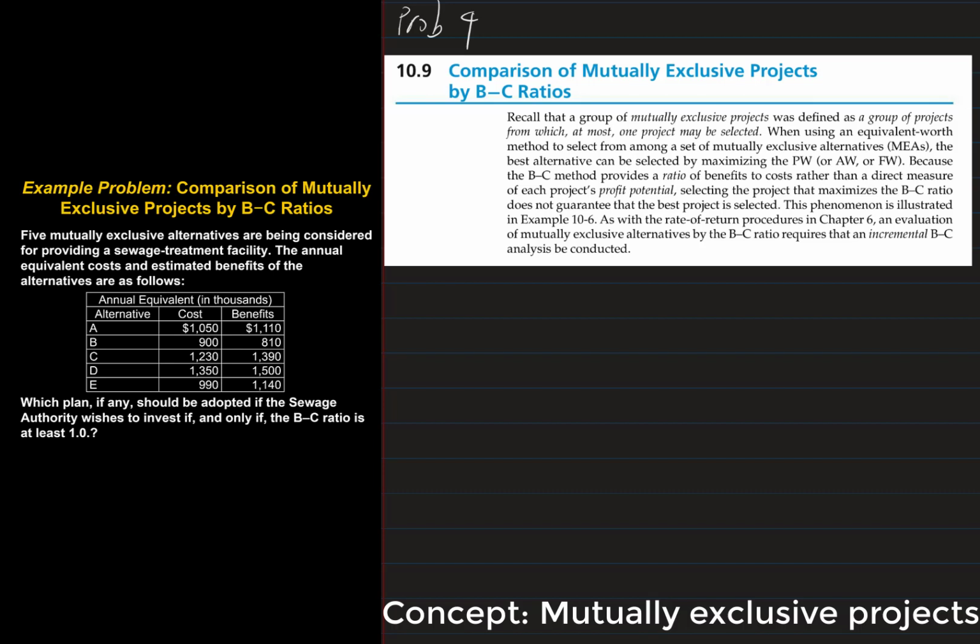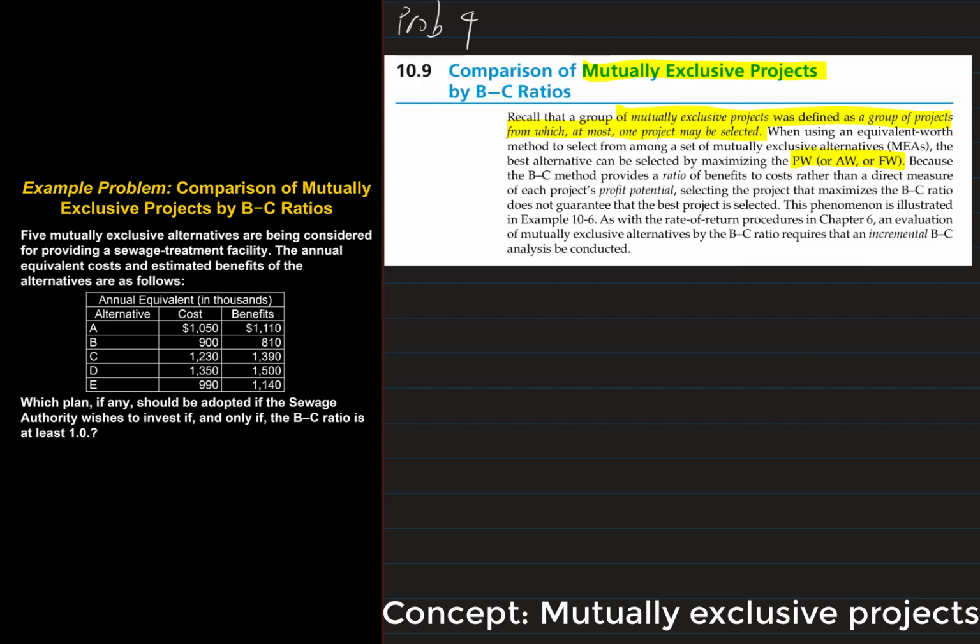In the previous examples, we used benefit-cost ratios to evaluate a single project, and this time we're going to use BC ratios to compare mutually exclusive projects. The term mutually exclusive projects is nothing fancy. It just means that from a group of projects, we want to select one at most. In the previous lectures, we introduced comparing different projects by using the present worth and annual worth, and this time we're going to use the BC method to compare the different projects.